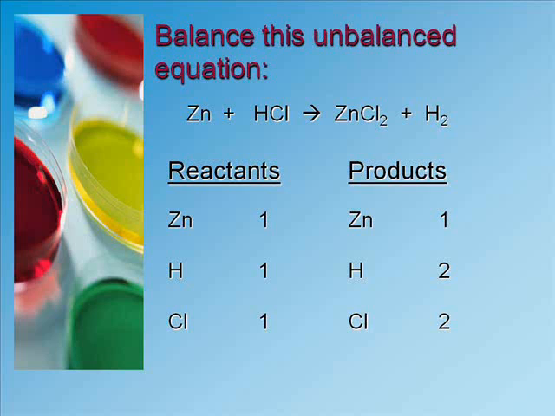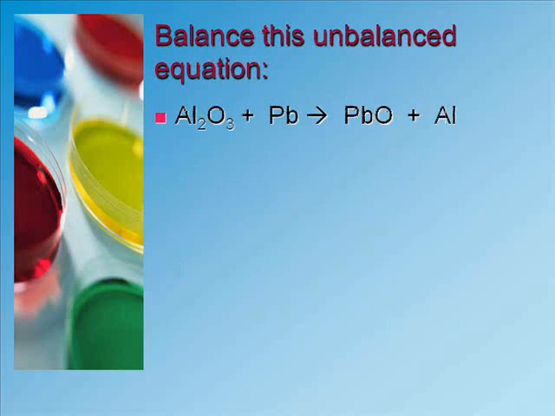This reaction does not yet obey the law of conservation of matter, so we need to balance it. If I place a coefficient of 2 in front of hydrochloric acid on the left-hand side, that will change the number of hydrogens and chlorines on the left to 2 hydrogens and 2 chlorines. The reaction is now balanced and obeys the law of conservation of matter.